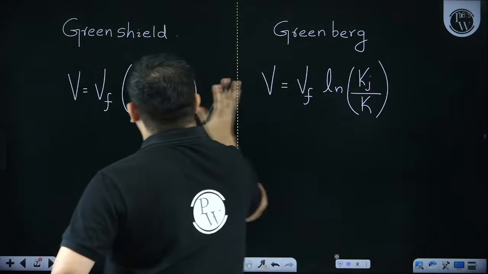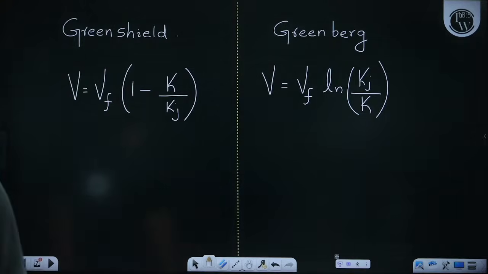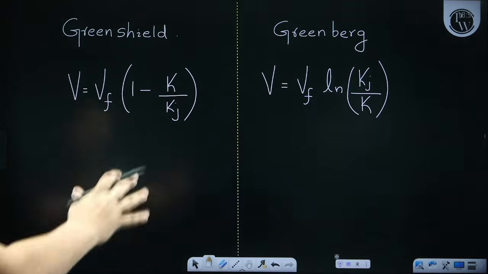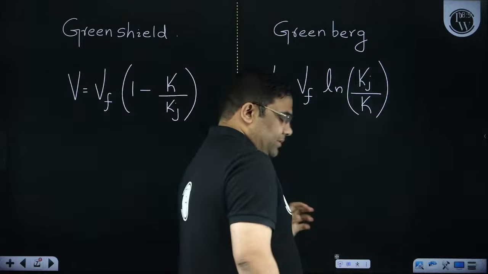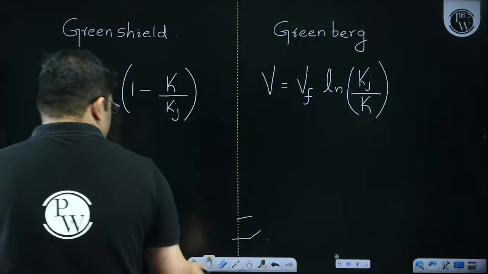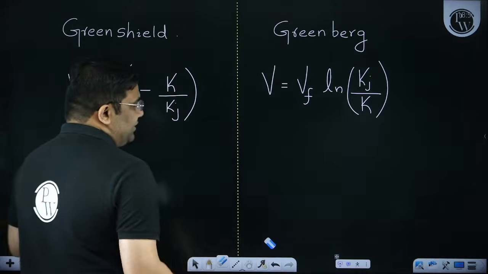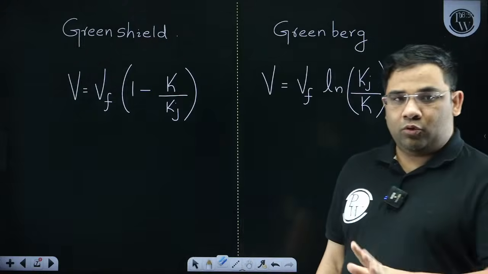So this is the first fundamental relationship difference between the Greenshields model and the Greenberg model. Very good. Now we will go into the maximum flow condition for both the models.